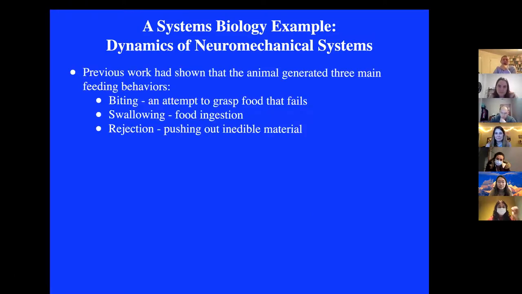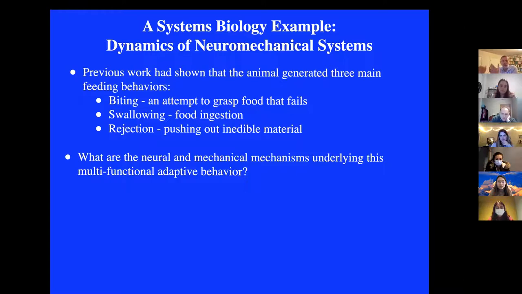Okay, so previous work had shown that the animal generated three main feeding behaviors. One is an attempt to grasp food that fails, and that's called biting, which is confusing because when we bite something, we actually bring it into our mouths. But the person who studied this, Irv Kupfermann, called the attempt to feed biting. So that's what we're stuck with. Swallowing is when you actually pull food in, and rejection is when the animal encounters something that's not edible, it pushes out. I should mention that this animal is also capable of learning that certain foods are edible and some are inedible. So it's complex enough to do some of the things that we take for granted, but it's tractable enough to analysis that we can understand how it's doing it. And that's what we'll be focusing on.